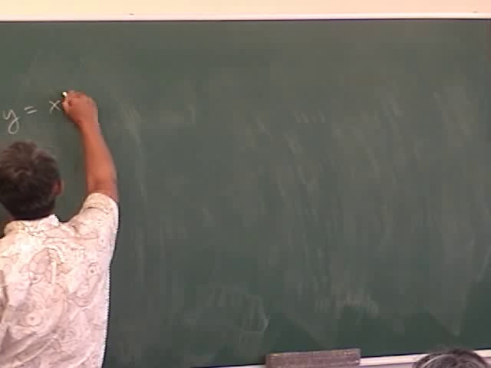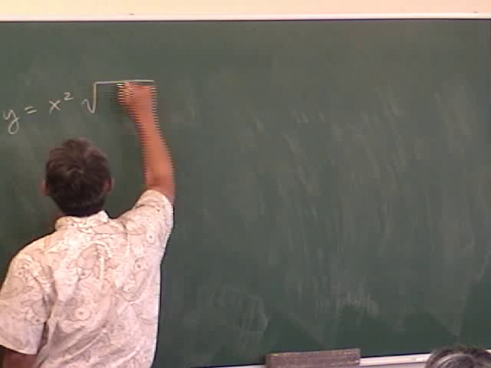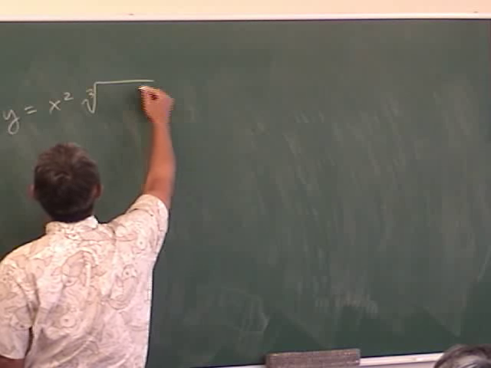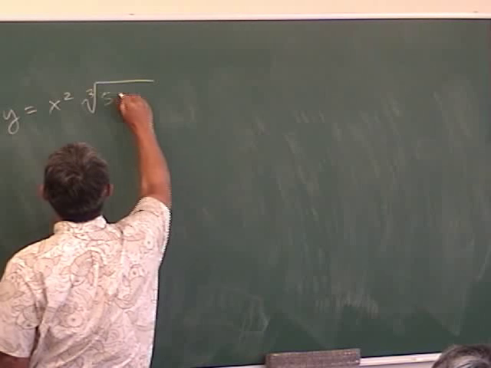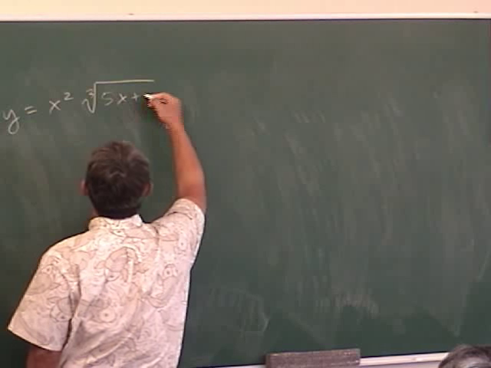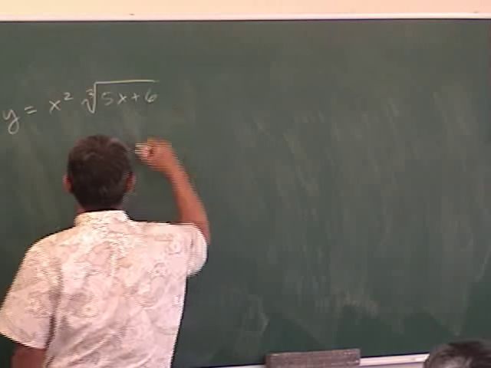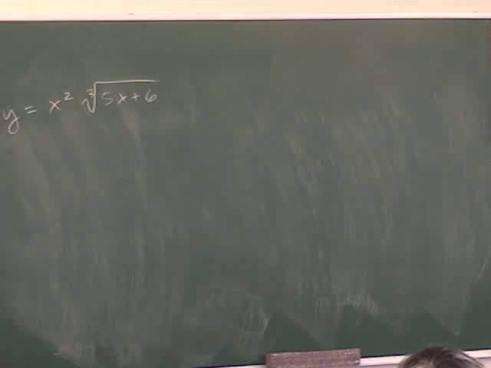You're going to be given a function that looks like this. Shall we put cube root of, give me something. Give me a linear thing. 5x plus 3? Let's be creative here. 6. Okay, 6 there. That's not really that creative, but that's okay.